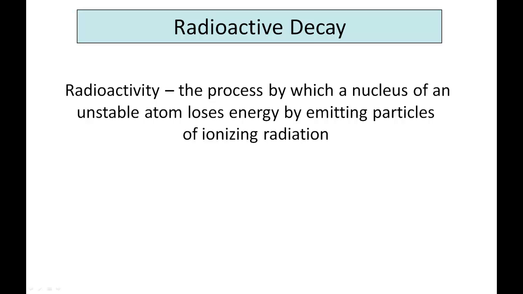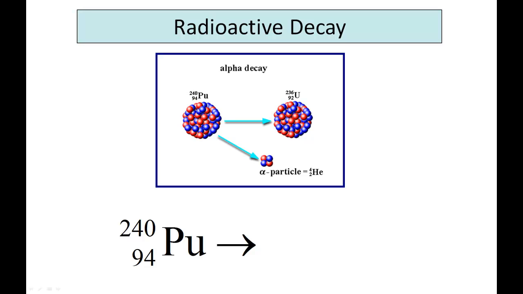Radioactivity is the process by which a nucleus of an unstable atom loses energy by emitting particles of ionizing radiation. I'm going to talk about 3 different types of radioactive decay in this section. The first is alpha decay. Alpha decay occurs when 2 protons and 2 neutrons leave the nucleus of a much larger atom.